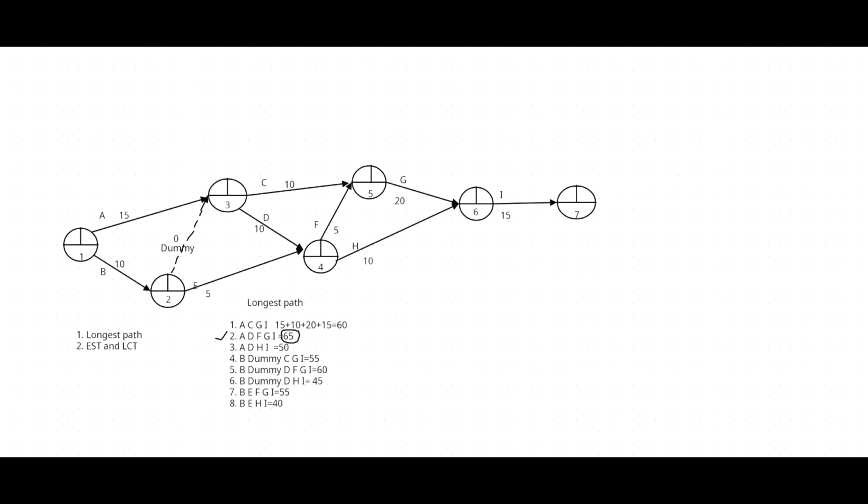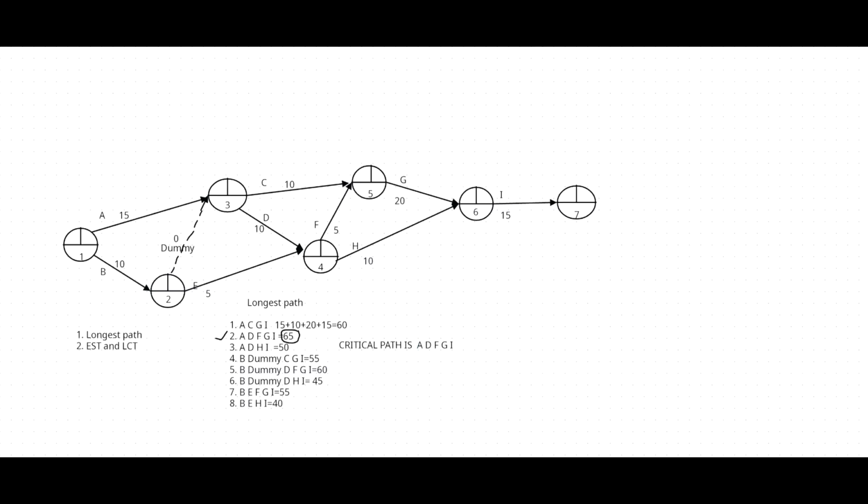Now you can say, according to the longest path method, the critical path is A, D, F, G, I, because these are the critical activities. The critical path represents the critical activities. Remember, you can't delay any critical activity. If you delay, it affects the entire project completion time.